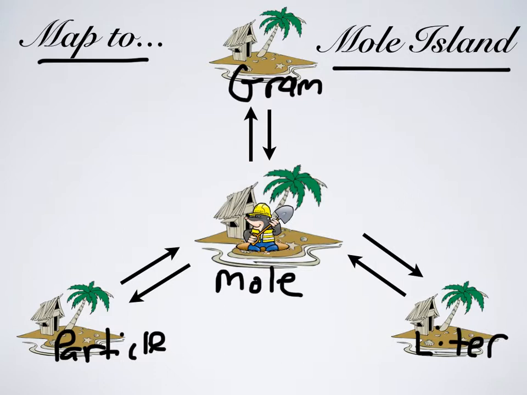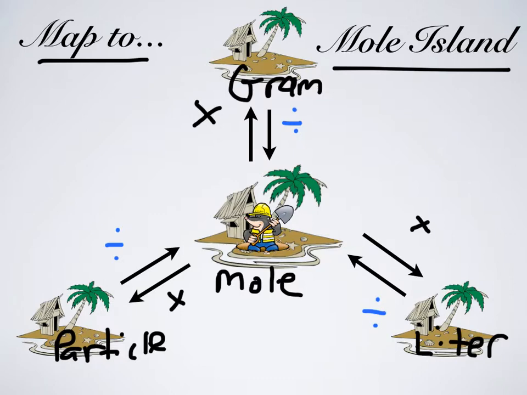So if I'm going from Mole Island to any other island, I'm going to be multiplying. Okay? So that means in every single one of these, if I have an arrow going away from moles, I'm going to be multiplying. On the other hand, if I am going to Mole Island, if I have a direct flight directly to moles, I'm going to be dividing. Okay? Now, what am I going to be multiplying or dividing by?